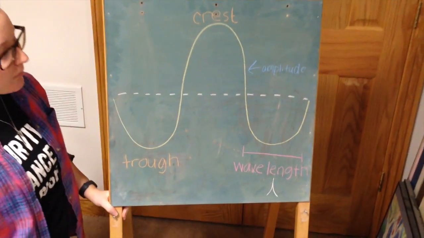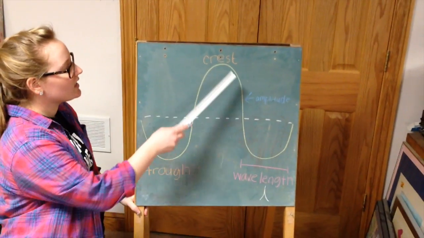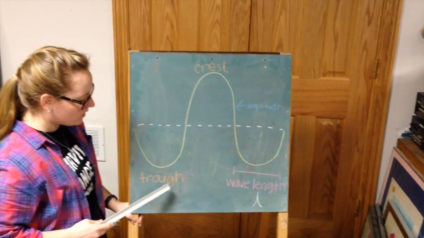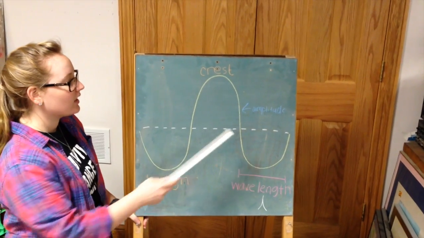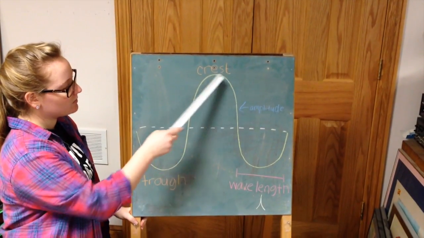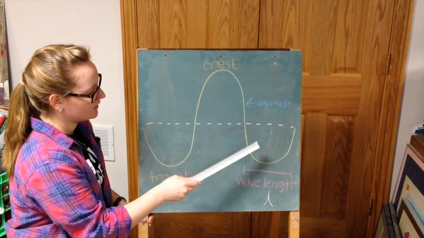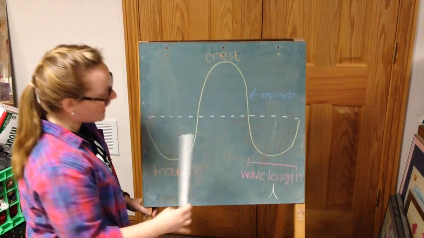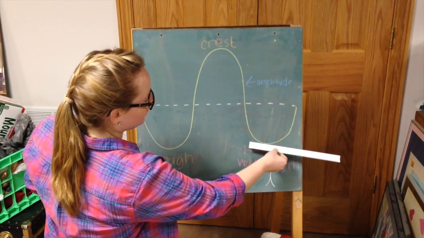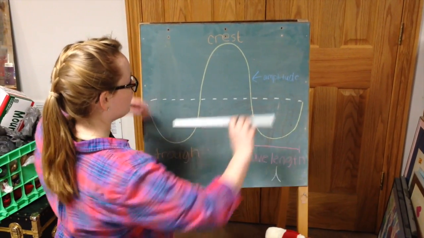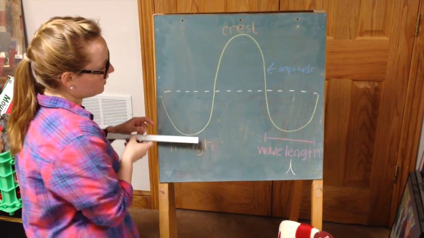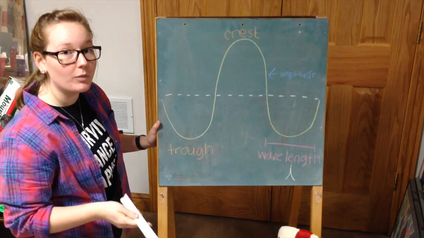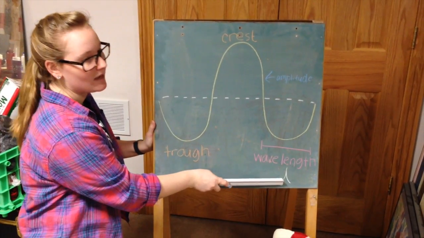This is a wave broken down. As you can see, the top is the crest, the bottom is the trough. Amplitude is this part right here, from the line to the top. An entire wavelength would be this, or this, or this. The symbol for a wavelength is this right here.